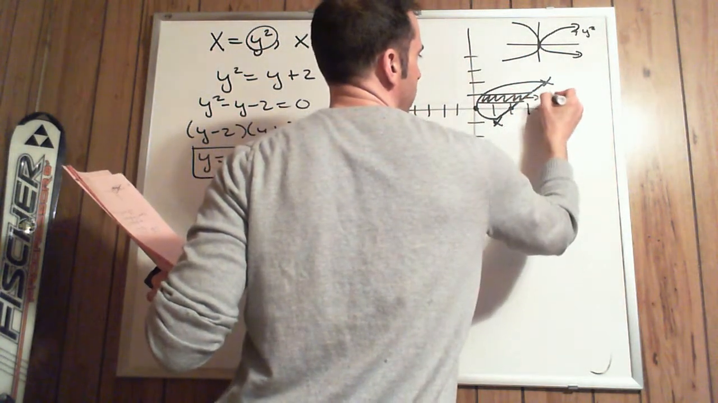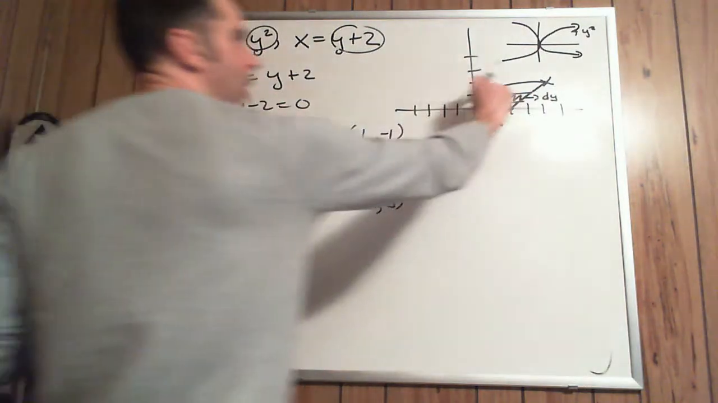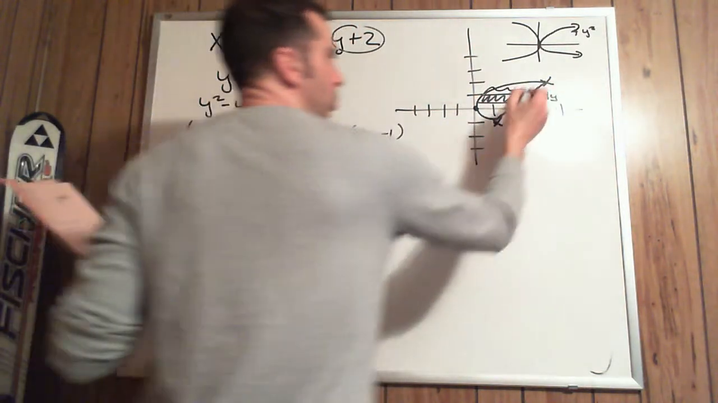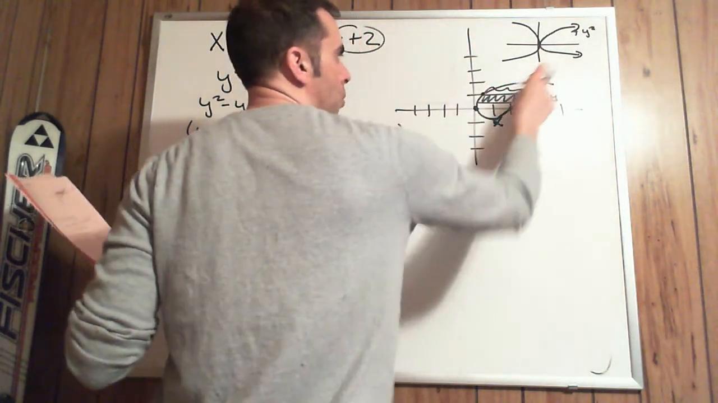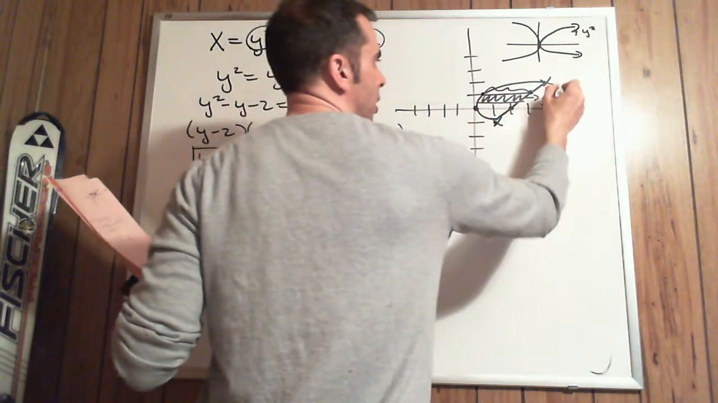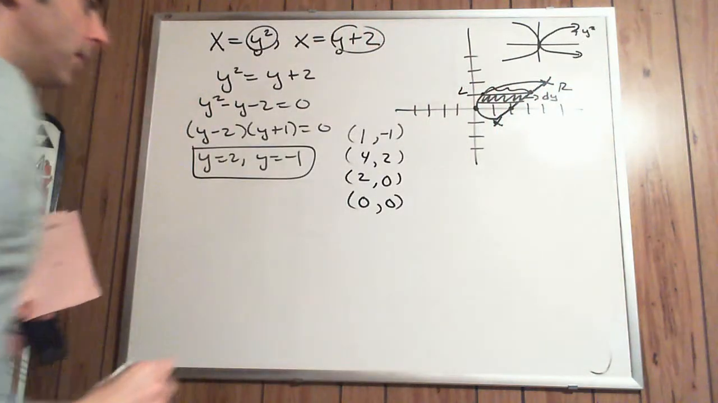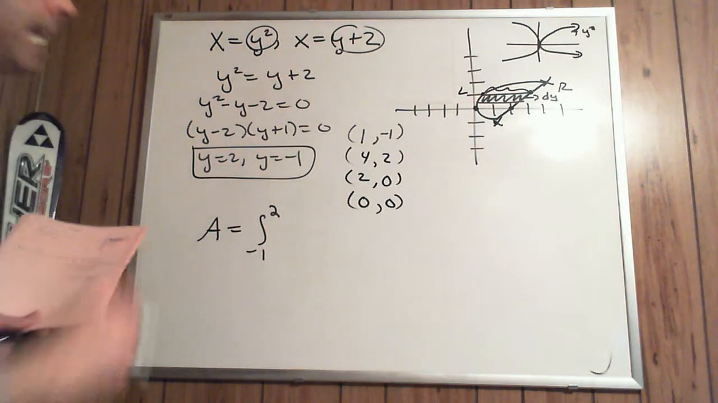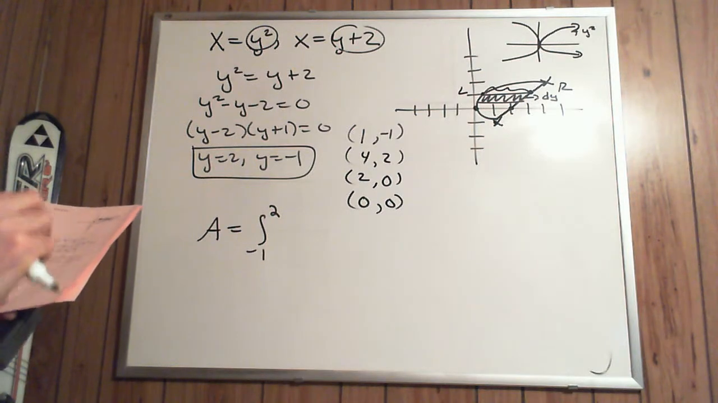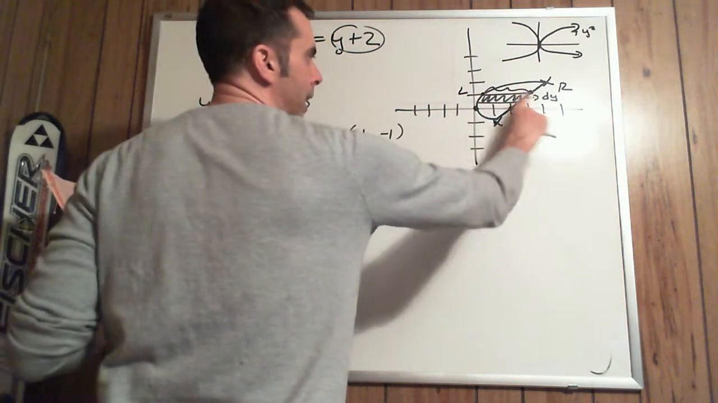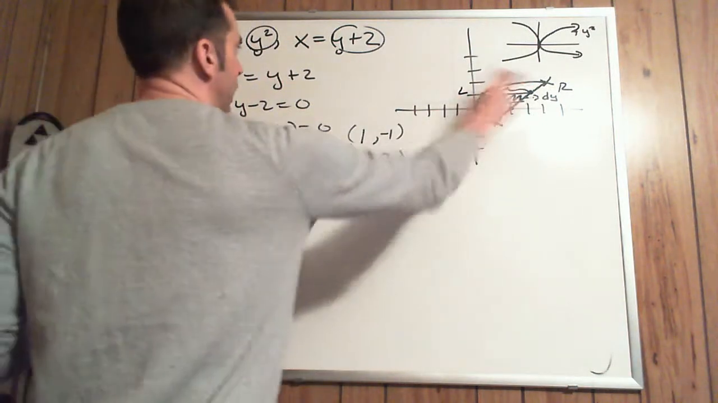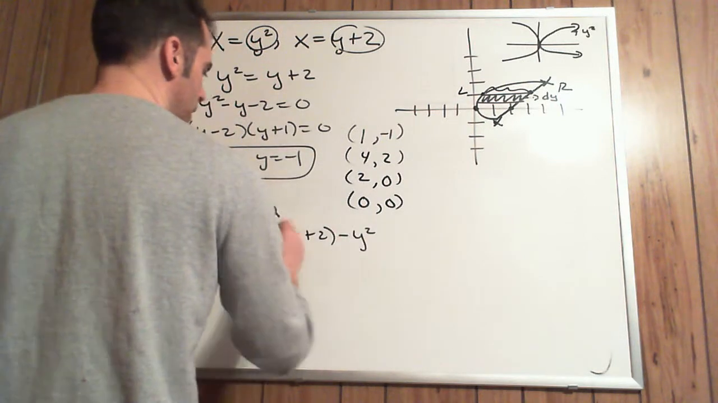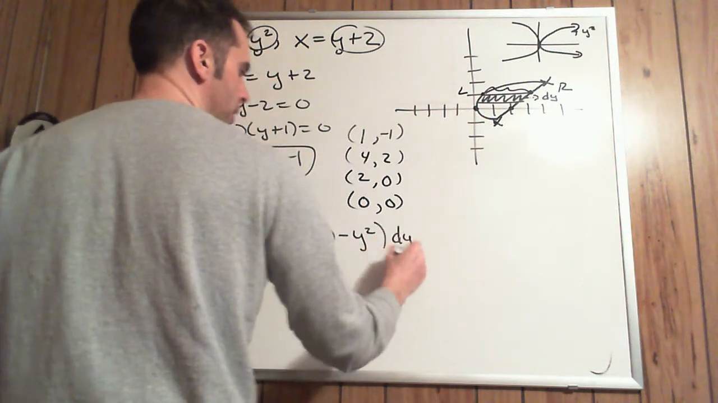And now the height is your dy. How high this is, dy. And the width of that rectangle will be the difference in the x's, which are functions of y's. So it's going to be a right minus a left to get the width. So the area is going to go from negative 1 to 2. And again, because the rectangle is drawn sideways, you're going to go right minus left. So the function on the right is y plus 2, and the function on the left is y squared. And you can close it dy.